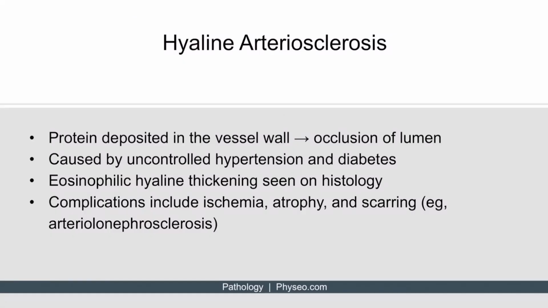All right, the other type of arteriosclerosis is hyaline arteriosclerosis. This is due to protein deposition in the vascular wall, which again results in occlusion of the lumen. This is caused by uncontrolled hypertension and diabetes.